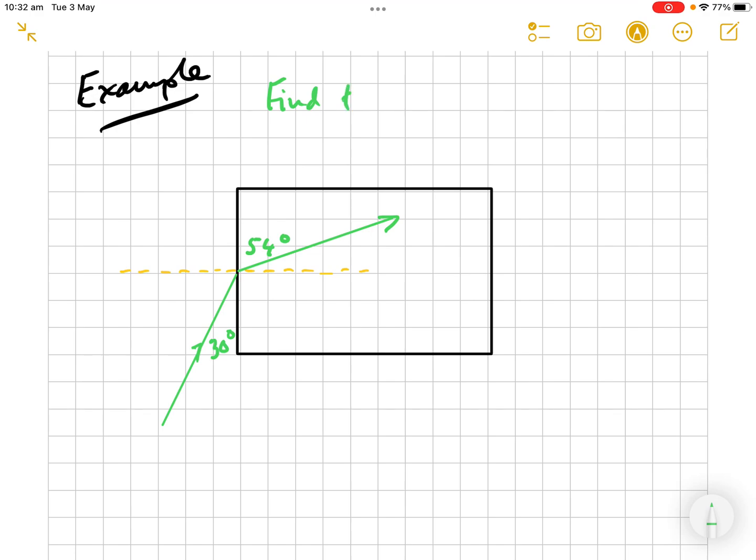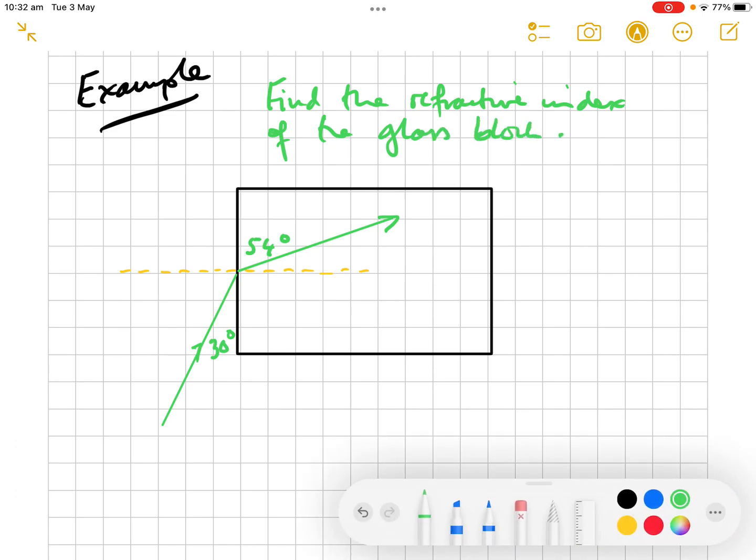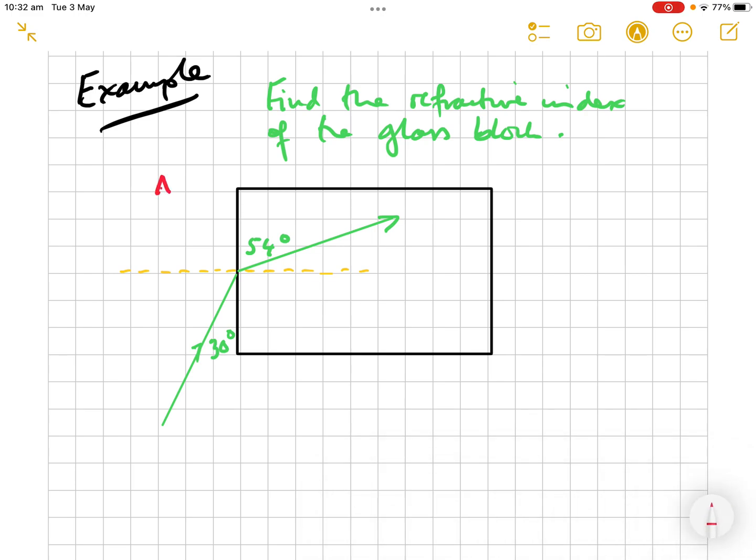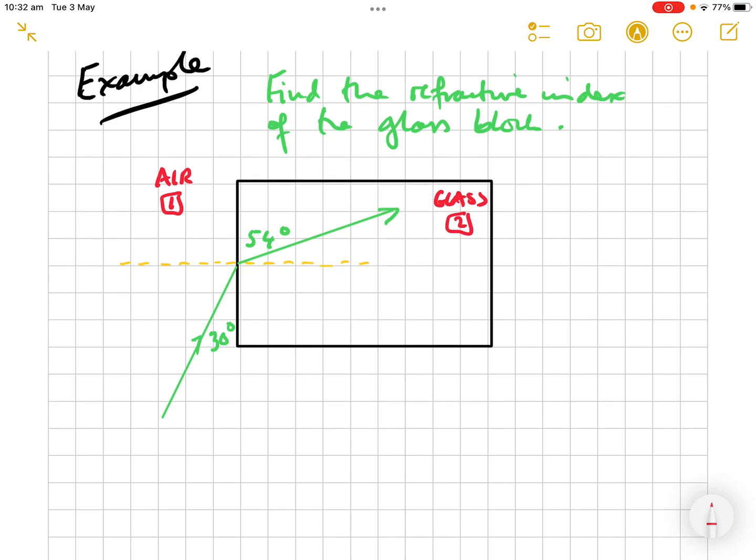and the question is, find the refractive index of the glass block below. This is the air, and this is the glass. So that's going to be medium 1, and that's going to be medium 2. Always very important to order your media. Whichever one you're in first is medium 1, and whichever one you're in second is medium 2. Right, solution.